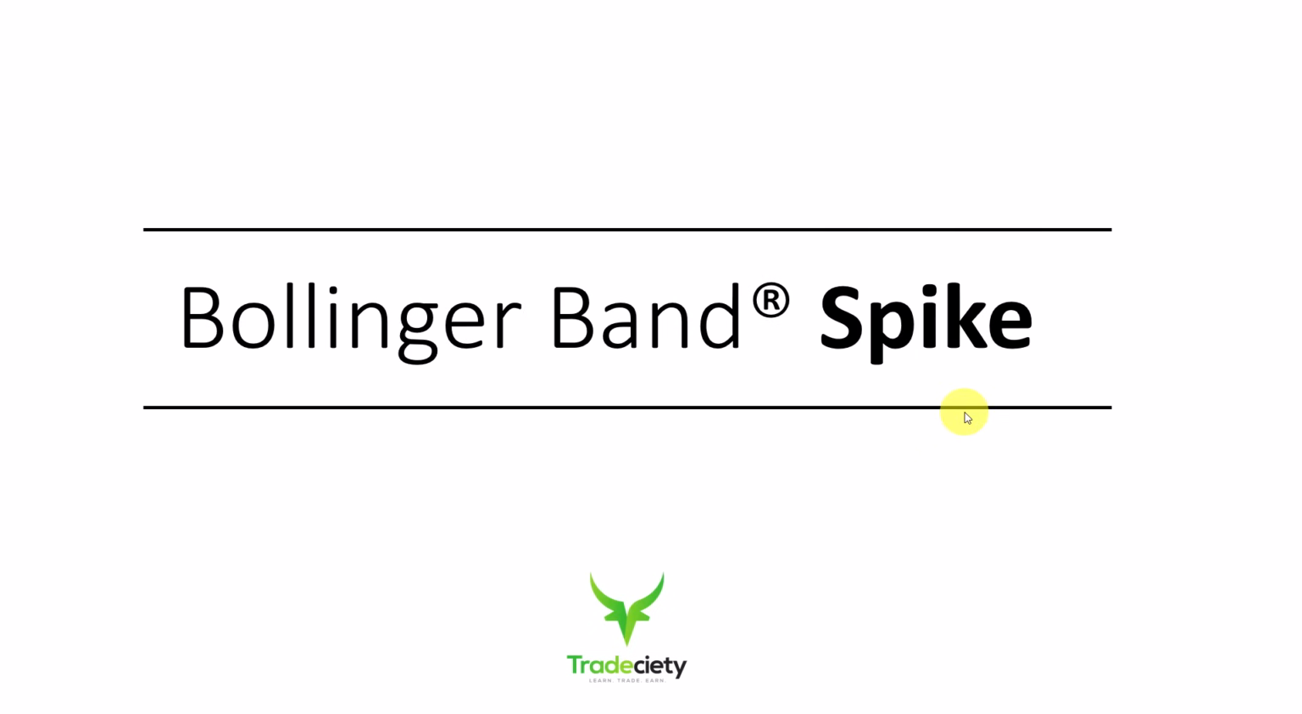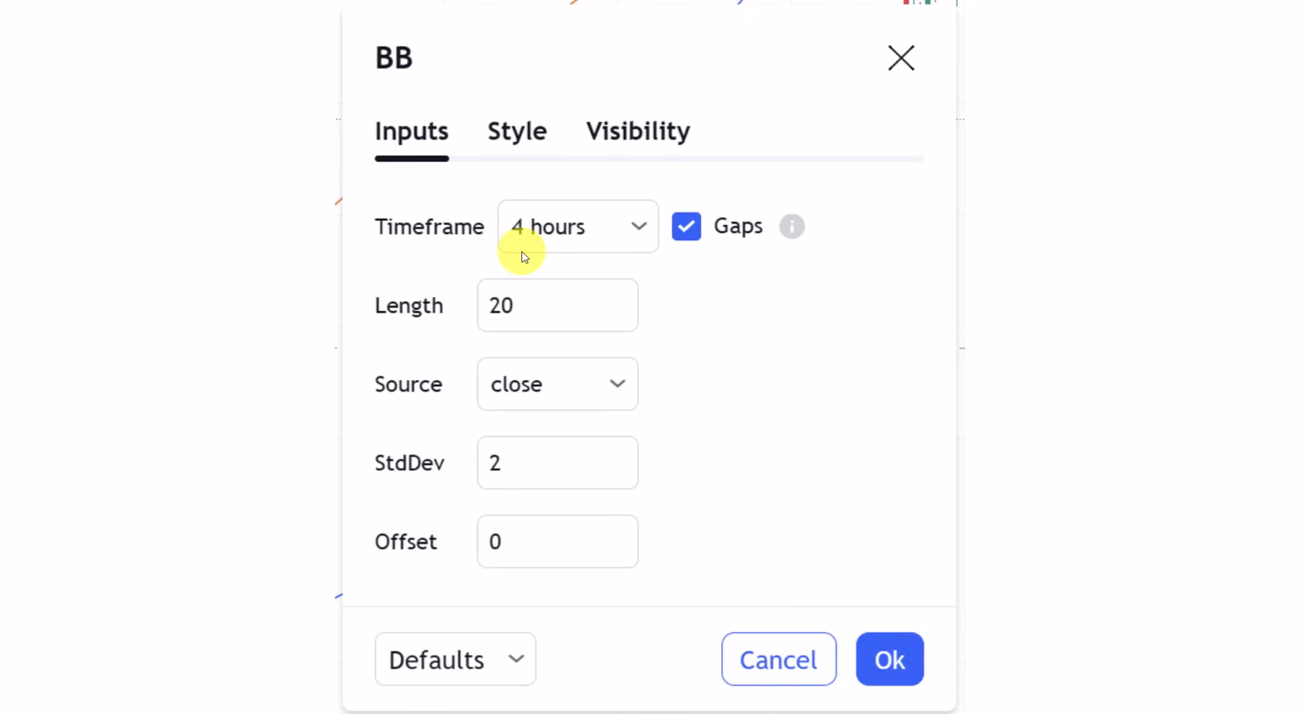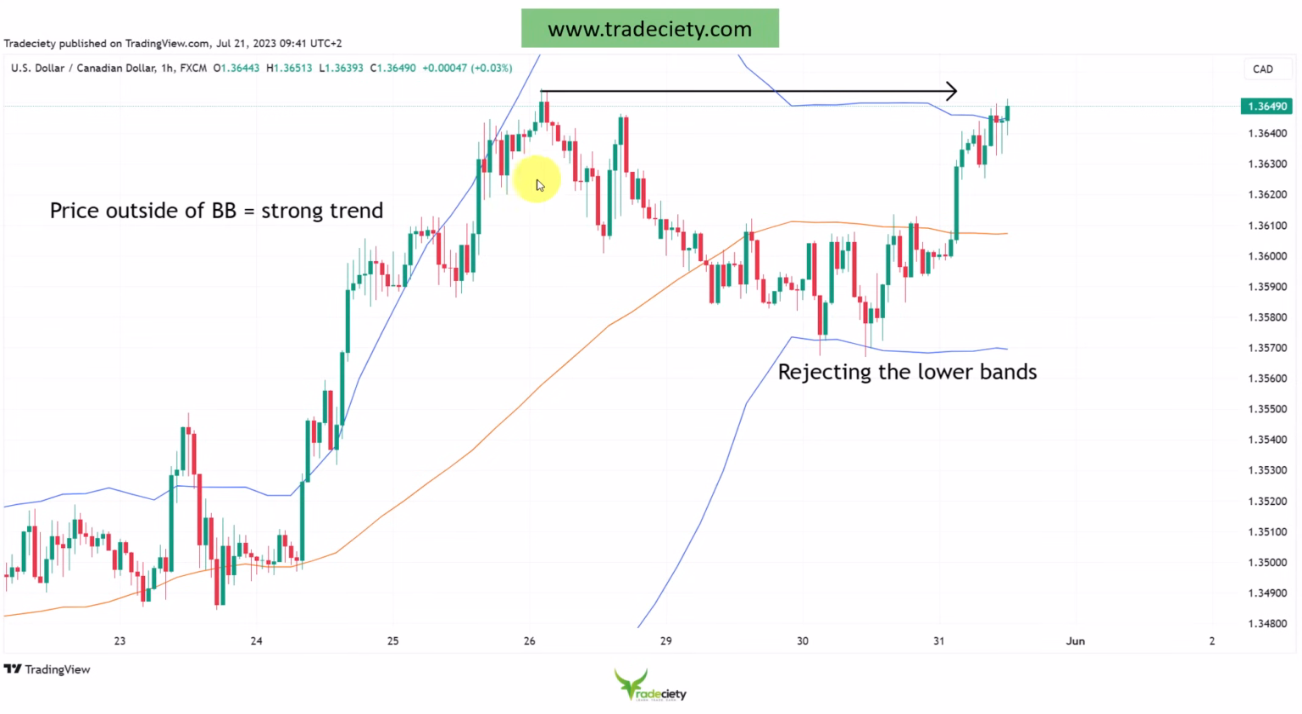I once had lunch with a hedge fund trader, and what he said is that he only trades Bollinger Band spikes. We use the 4-hour Bollinger Bands and then we use them on the lower time frame. What you want to see is that the price is rejecting the lower Bollinger Bands. Here we are in a strong trending market. The price just trades outside of the Bollinger Band, keeps making higher highs and higher lows. And we don't want to go against this. This is a strong trending market.